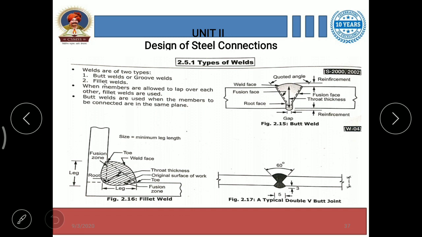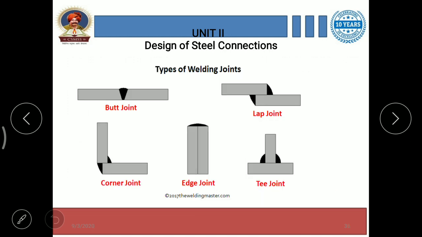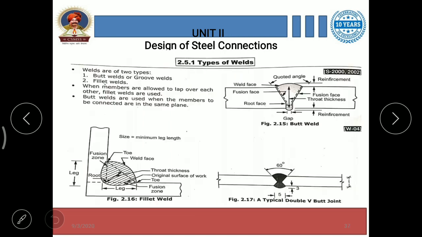Hello, let's start with the types of welds. In a previous video, we started the welded connections, in which we saw the advantages and disadvantages of welded connections, then the types of welding joints: butt joint, lap joint, corner joint, edge joint, T joint. Up to this, we have covered in the last videos.